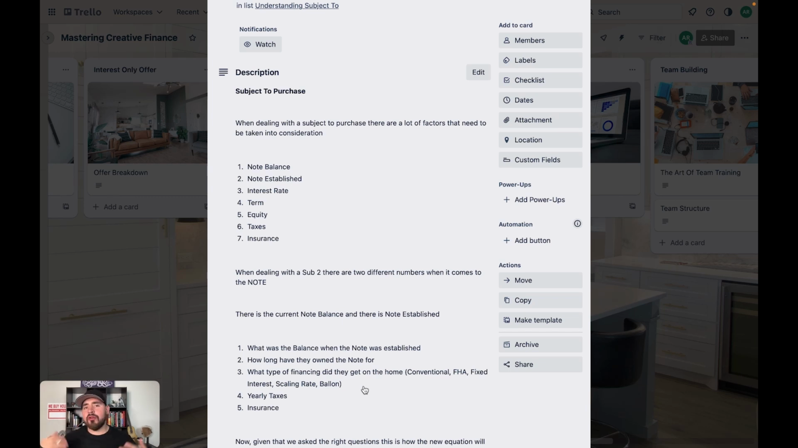So if they got the note a year ago at $100,000, their note is based from a year ago at $100,000. And let's say they owe $99,000 right now, that is considered their note balance. So they're two different numbers.